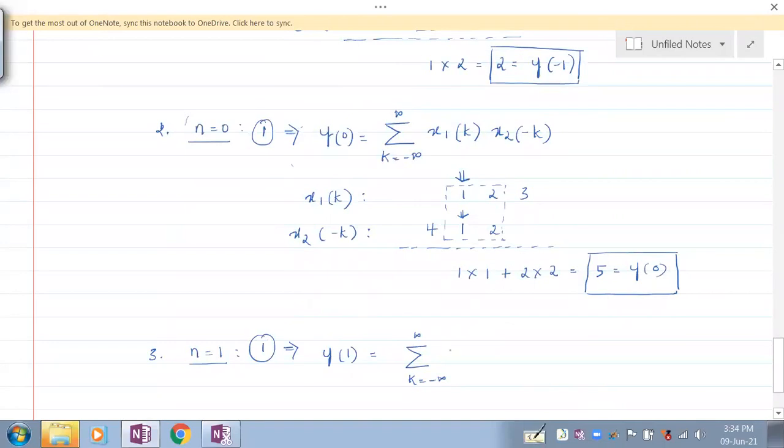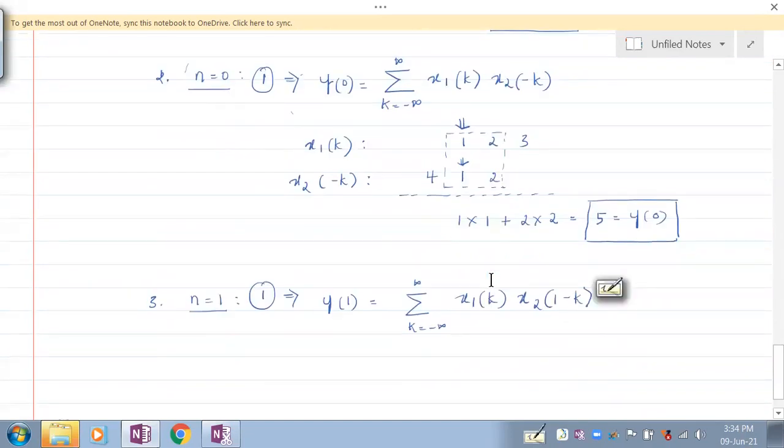It would look like y of 1 equal to summation x1 of k into x2 of, in place of n, we have to have 1. So it's x2 of 1 minus k. Now do this handshaking exercise. Let's see. The third sample we are finding out. Everybody do that handshaking exercise. x1 of k, 1, 2, 3 will not change because it's a stationary signal. It's not moving. The second signal is the moving signal. That is x2 of 1 minus k is the moving signal.